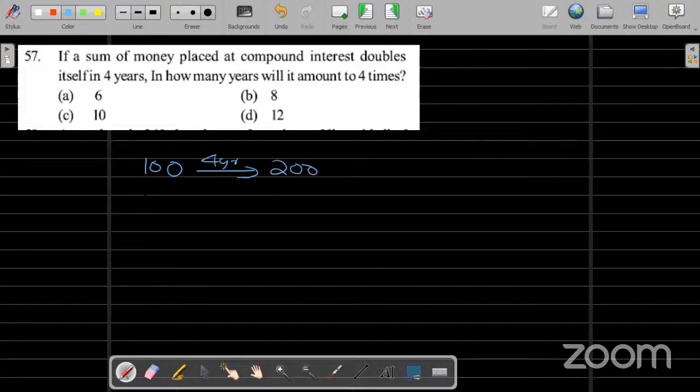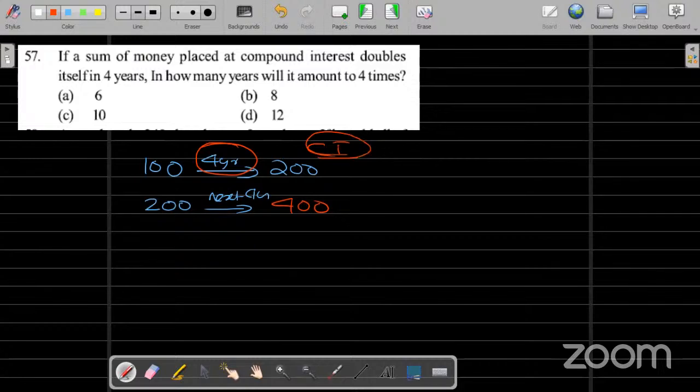Keeping the same rate, now the new principal amount is 200. In the next 4 years, it doubles, right? 200 doubles means it becomes 400. So at that particular rate of compound interest, this is applicable only for compound interest, not for simple interest.